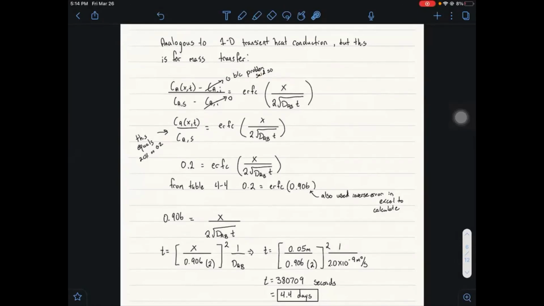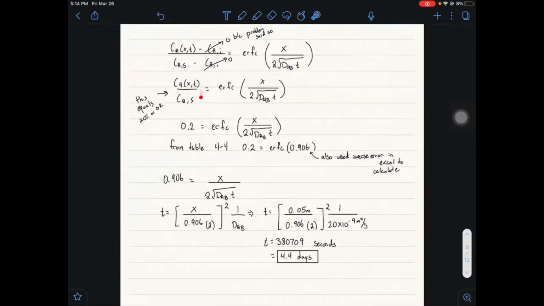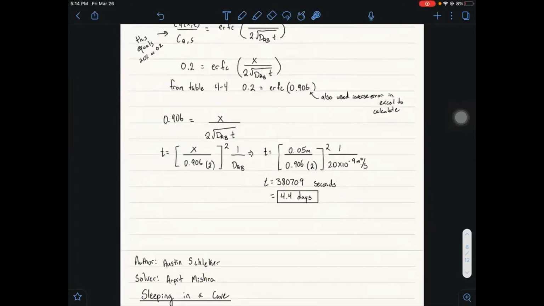Since the initial concentrations are 0, you do that. Then this value has to equal 20%, so we set that equal to the error function, and we can figure out what the error function equals from table 4-4. From that, we're able to determine the time and then the answer in days.